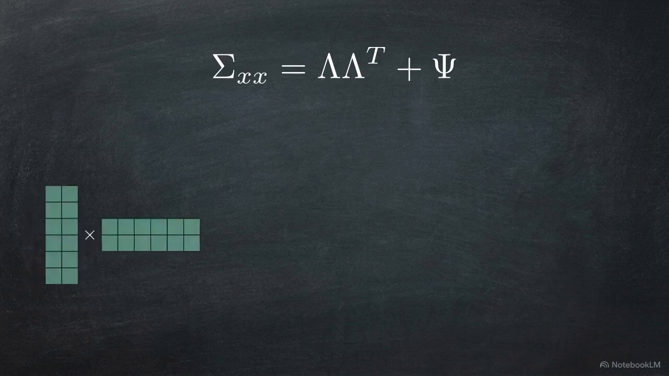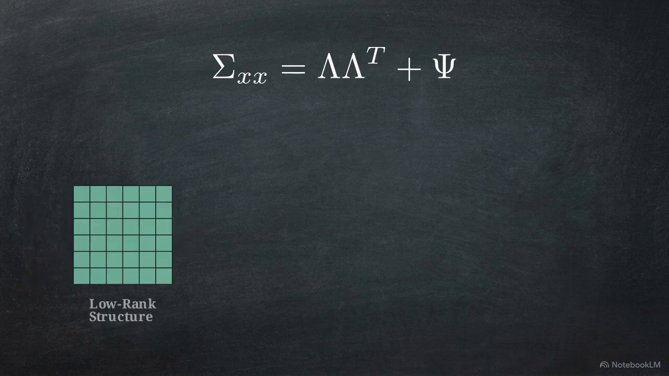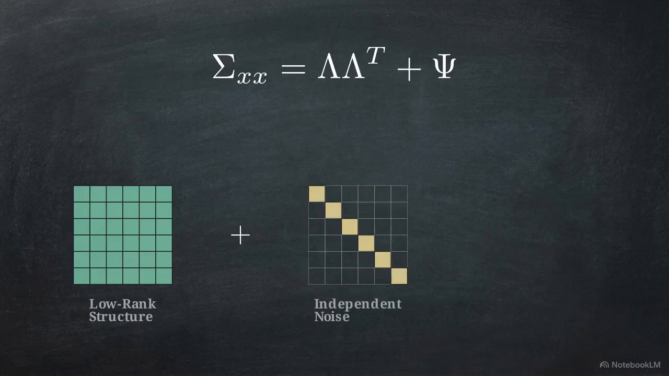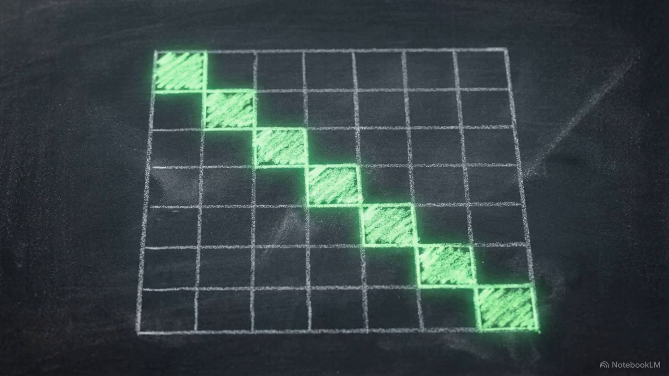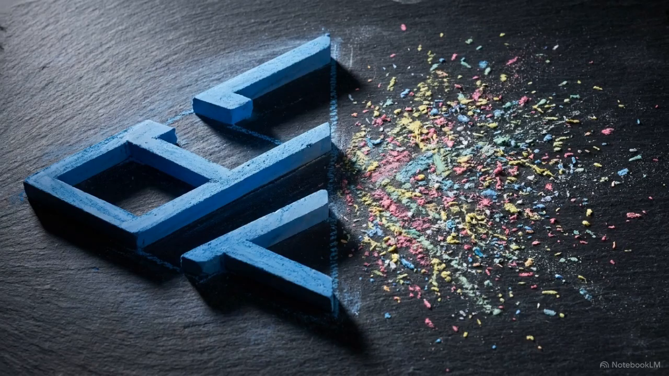The first term, lambda lambda transpose, is a low-rank matrix. It captures all the structural correlations between our features. The second term, psi, is a diagonal matrix representing the independent noise. It fills in the gaps along the center diagonal. Adding this diagonal noise ensures the combined covariance matrix is full rank and fully invertible. This structure is a mathematical solution to the singularity problem. It decouples the structural correlations from the baseline noise.